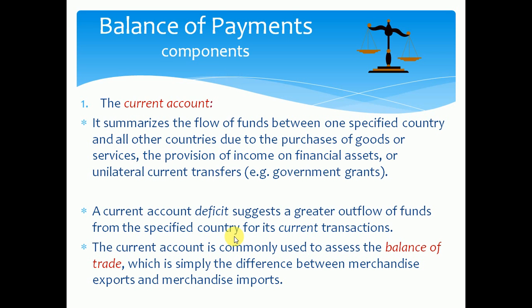Now in this, the current account is commonly used to assess the balance of trade, which is simply the difference between merchandise exports and merchandise imports. I told you that the biggest item is basically imports and exports, so that's why we call it balance of trade. It is basically telling us whether money is going out of the country or coming into the country because of the purchase of goods and services.